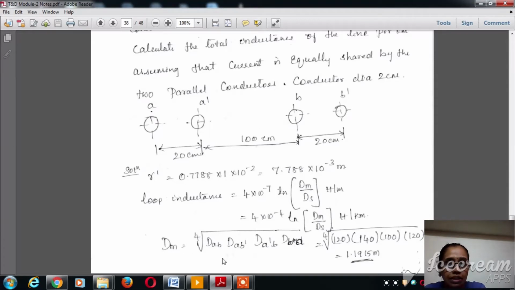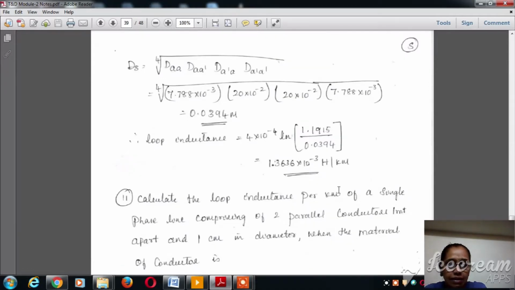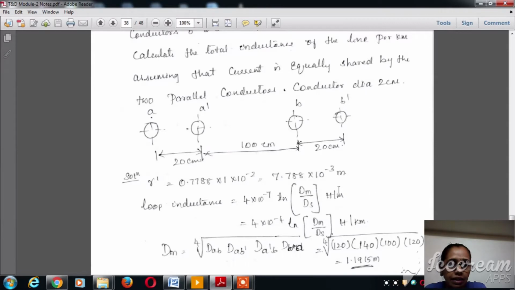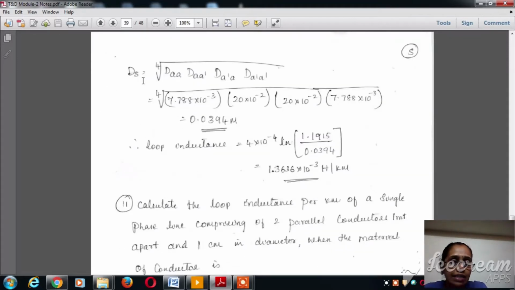Now DA dash B is 100 centimeters, multiplied by DBA, which is equal to 120. Calculating the 4th root of this, we get Dm, the mutual GMD, as 1.1915. Ds is equal to the self GMD, which is also called the GMR. That is the 4th root of DAA and the other self terms.